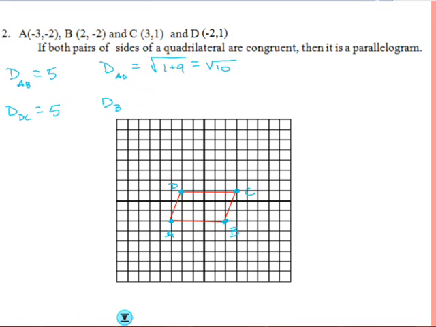Okay, so let's take a look at the distance for BC. So the change in x squared, so 1 squared is 1. And then the change in y squared, so the difference is 3 squared is 9. And that equals the square root of 10 also. So this is a parallelogram because the opposite sides have the same distance. The opposite sides are congruent. Let's take a look at another one.